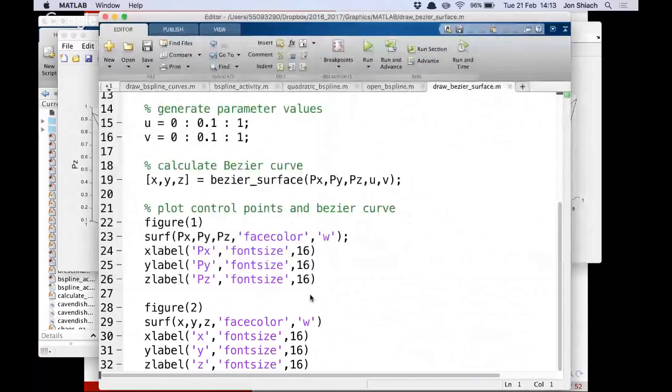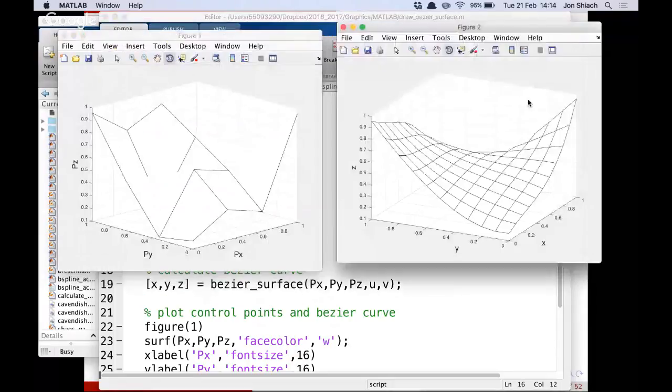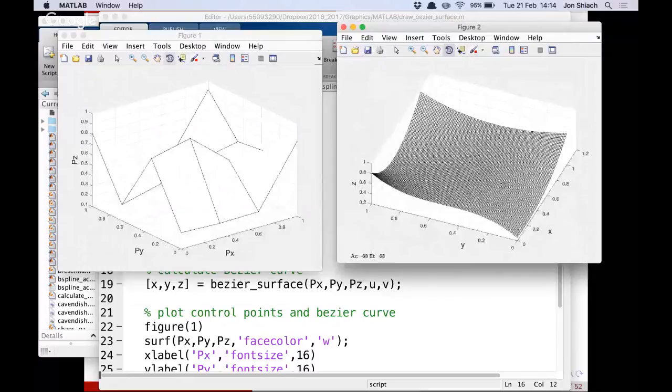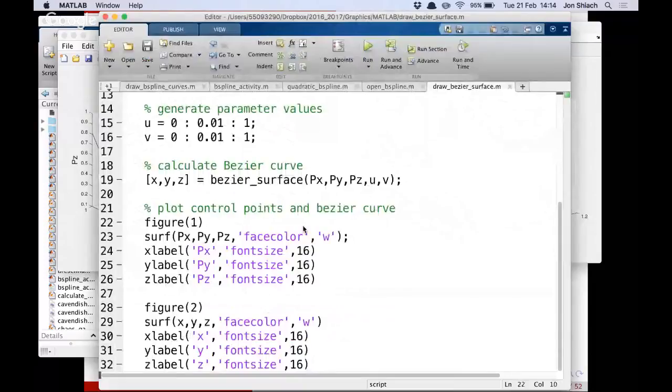And I'll just give you a sneaky peek at the code. So you can see this is calculating. So px and py are just calculated from linearly spaced x and y coordinates. Pz is just random. Generate my parameter values. Well, here I've just used steps of 1/10, which is quite large. If I take that to 1/100th and run it again, you can see it's giving me a really smooth one. Okay, you can see how much that's changed. Okay, call the Bezier surface, and that just plots it.